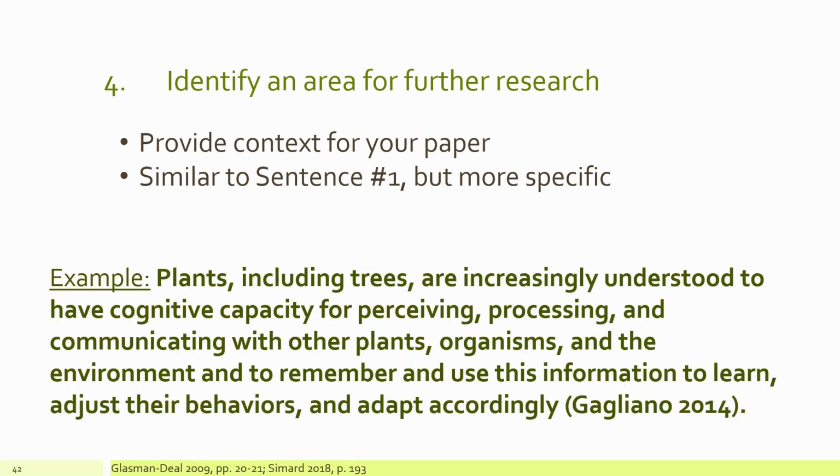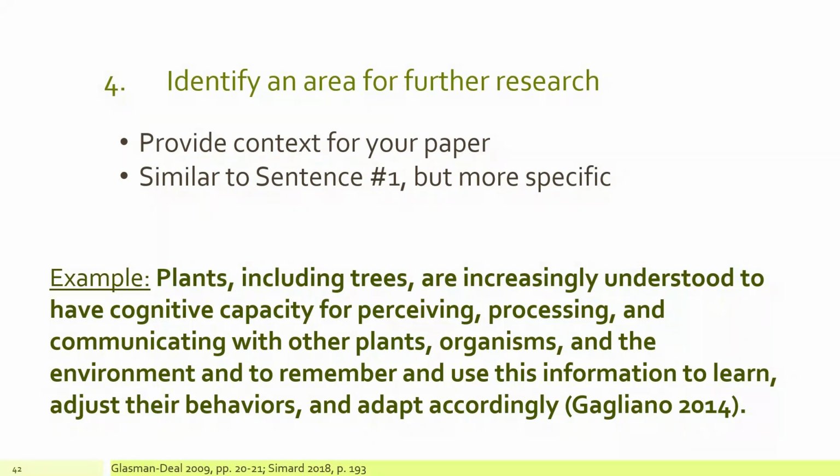Looking at the example, we can notice the difference. Plants, including trees, are increasingly understood to have cognitive capacity for perceiving, processing, and communicating with other plants, organisms, and the environment, and to remember and use this information to learn, adjust their behaviors, and adapt accordingly. So, sentence number 1 identified plants as microbiomes, while this sentence identifies plants and trees' cognitive capacity. The first established the general topic, while this one identifies a subtopic of that general topic.